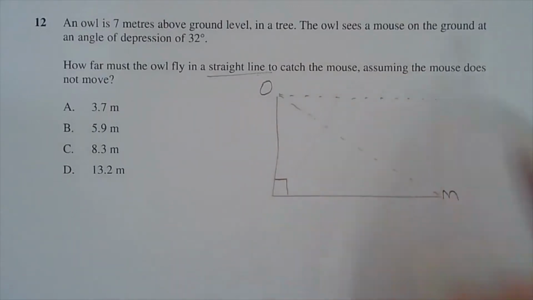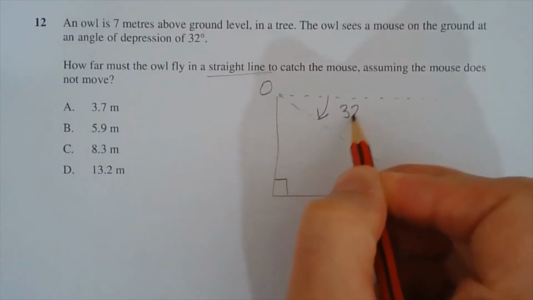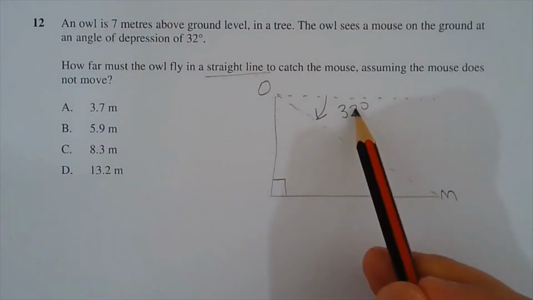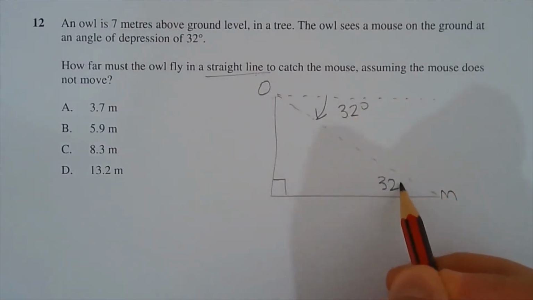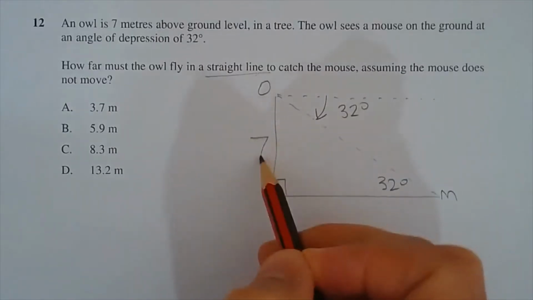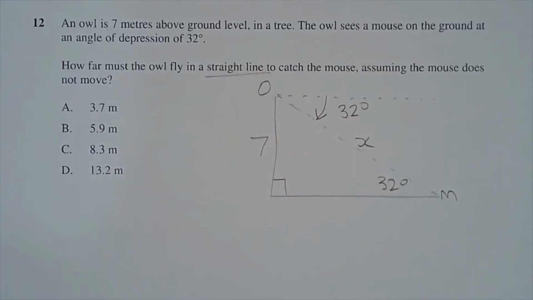Now we'll draw in our angle of depression, which is drawn in reference to a horizontal. The angle of depression and the angle of elevation are in fact identical, and from the owl, from the top of the tree to the ground, is 7 meters, and we want to find the straight line distance. According to SOH CAH TOA, this is going to be sine because it's opposite over hypotenuse. So sine 32 degrees is equal to 7 over x.